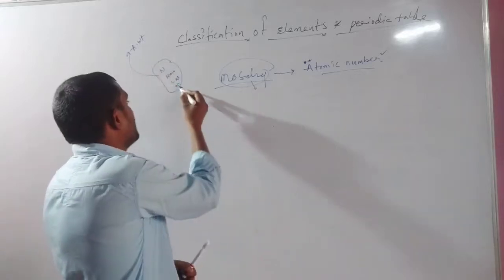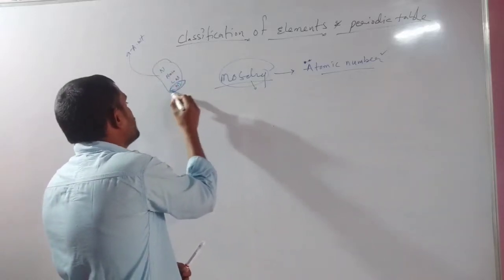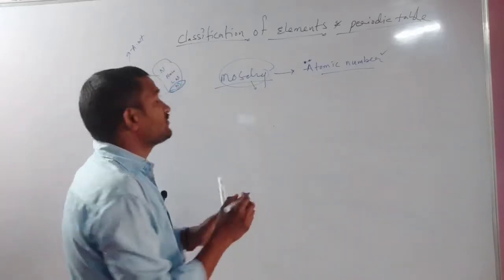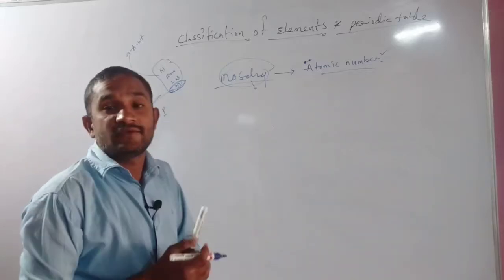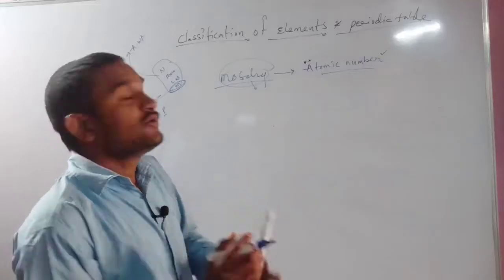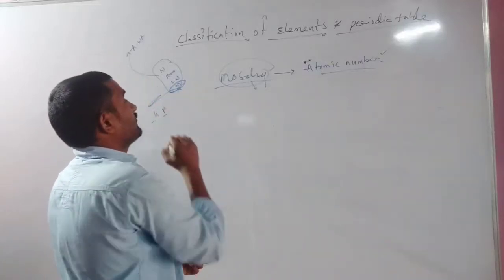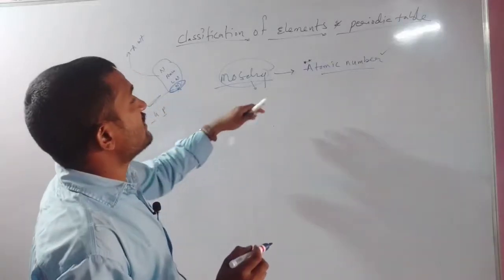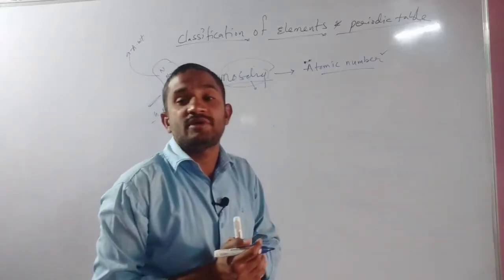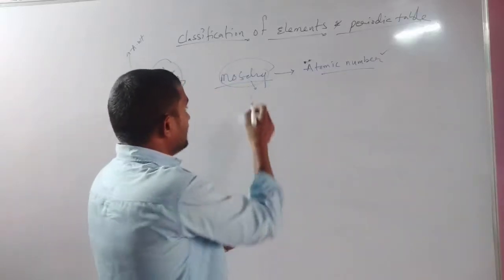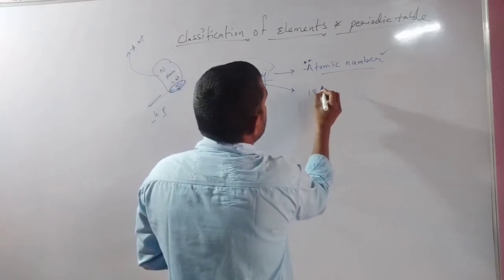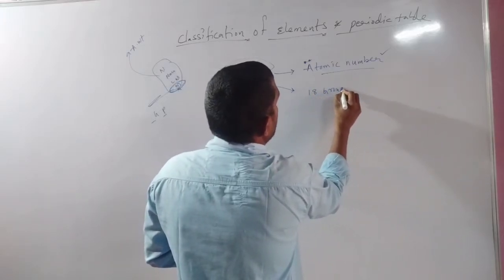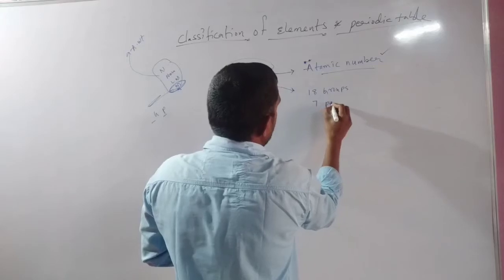Of course, Mendeleev tried to classify the elements as usual into groups and periods, but there were some defects, so we are not following the Mendeleev classification. Moseley classified the elements on the basis of atomic number into groups. How many groups? 18 groups. And how many periods? 7 periods.